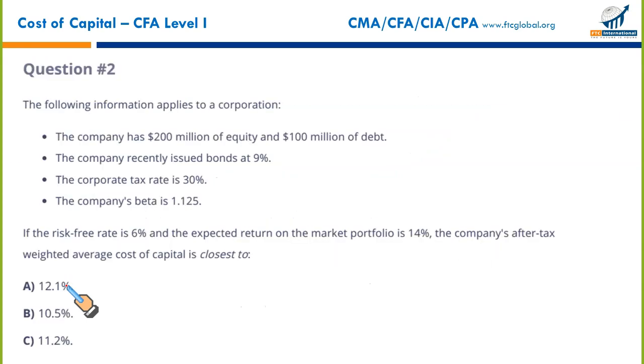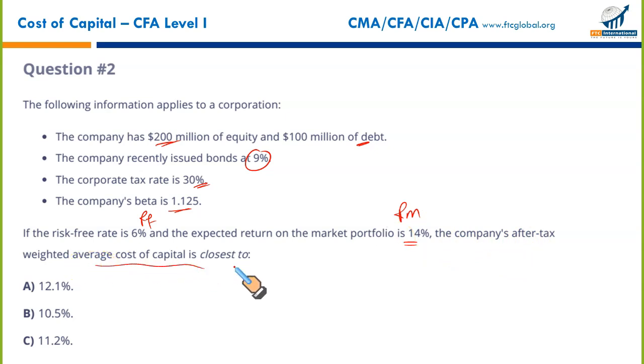Next. The following information applies to a corporation. The company has 200 million of equity and 100 million of debt. The company recently issued bonds at 9%. The corporation tax rate is 30%. The company's beta is 1.125. What are we required to do? If the risk-free rate is 6% and the expected return on the market portfolio is 14%, find the company's after-tax weighted average cost of capital.